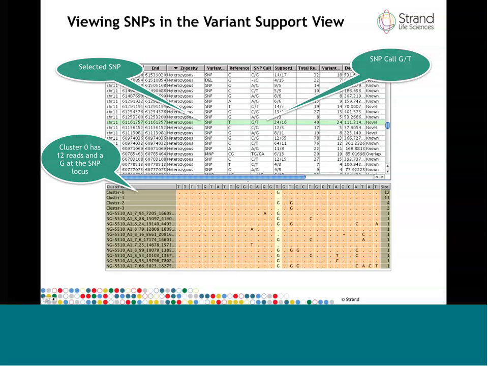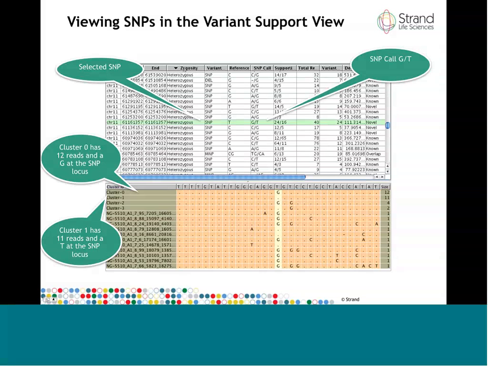A dot indicates that it matches the reference. Then cluster 1 has 11 reads, and it matches the reference at the locus of interest, so it has a T at the SNP locus. So you have cluster 0, 12 reads with a G, and 11 reads with a T. What the variant support view allows you to do is get a very compact view of the variation around a particular locus, which would be a little hard if you had like 50 reads, but if you compress those 50 reads into 2 or 3 clusters, it becomes a lot easier to see.